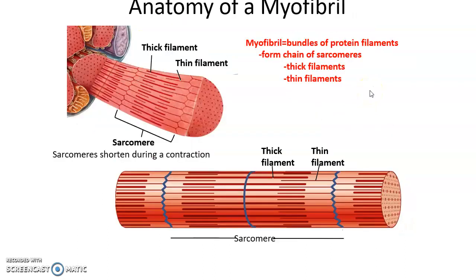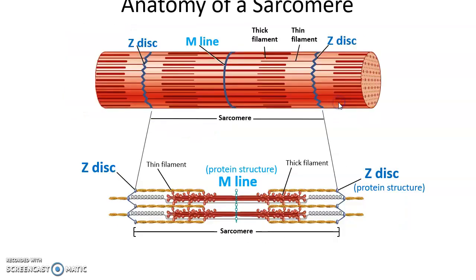When we look at the myofibrils, we see that they are made up of bundles of protein filaments called thick filaments and thin filaments, where the thick filaments are thicker than the thin filaments. And these filaments form a structure called a sarcomere. So one myofibril is made up of millions of sarcomeres, which are made up of thin and thick filaments. And it's the sarcomeres that get shorter during a contraction, making the entire myofibril get shorter.